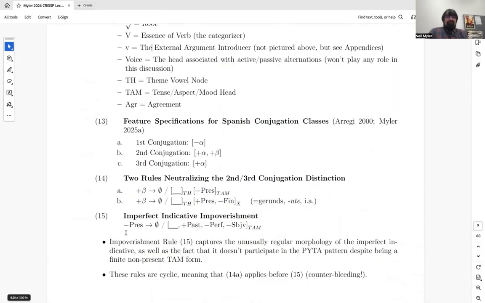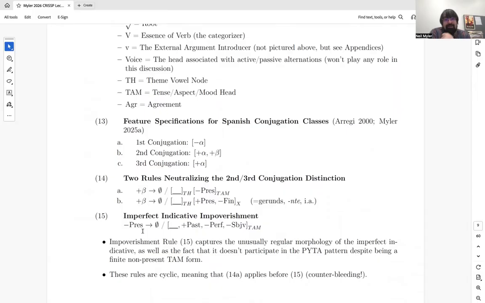This impoverishment rule in 15, while it's obviously a stipulation, is a motivated one because it captures that fact: the deleted feature is one that by hypothesis conditions a lot of irregular morphology in the language, and it's the one that's deleted on this tense. It also captures the fact that the imperfect indicative doesn't participate in the PYTA pattern, right? So that's crucial.